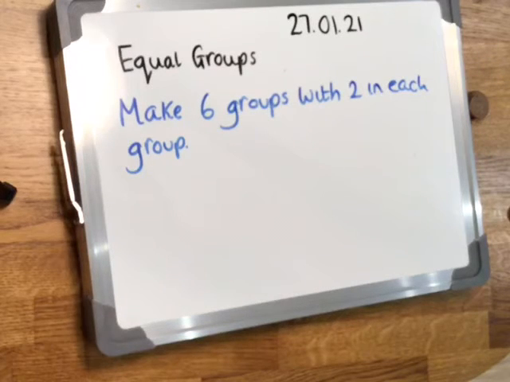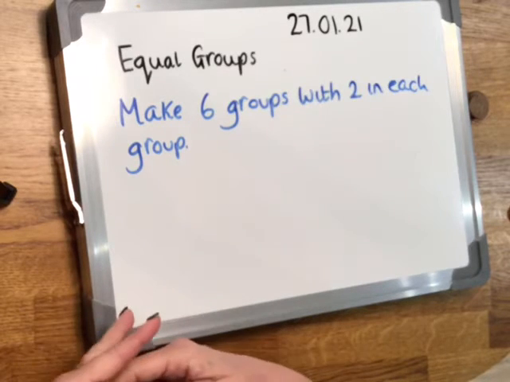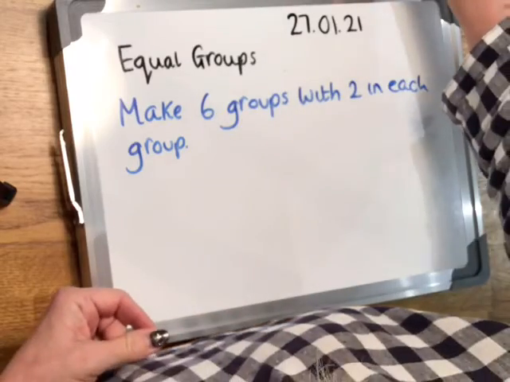Now, children, in our second independent activity that I want you to do, I'm asking you to use equipment from around your house to show some different groups. And I'm going to give you an example. So this is my example. Make 6 groups with 2 in each group. And I'm going to make it one way and then I'm going to see if I can make it in different ways. So I want you to have a go at doing that. So 6 groups with 2 in each group. So let's have a go.